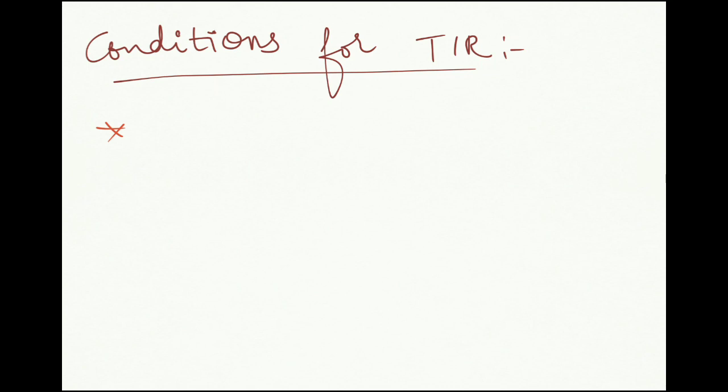So in the first diagram itself I have shown you, right? And in the definition also we understood that the ray of light should be traveling from the optically denser medium to optically rarer medium. That is the essential condition for total internal reflection. Understood? Next we will see the second point.